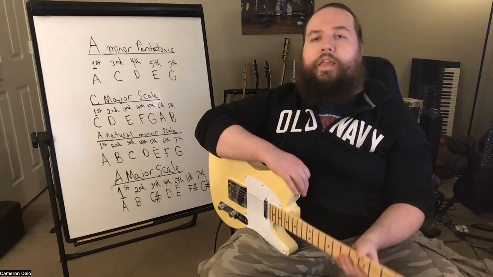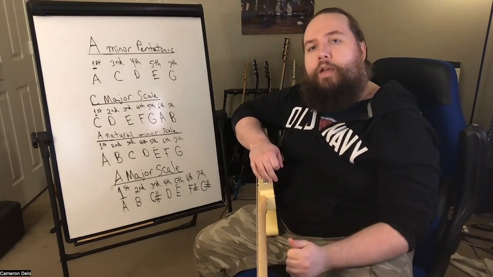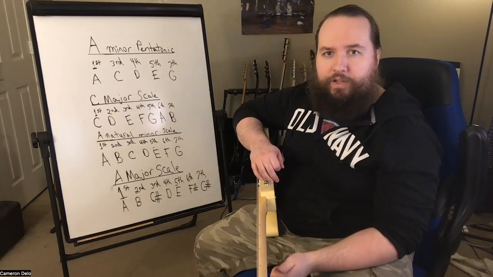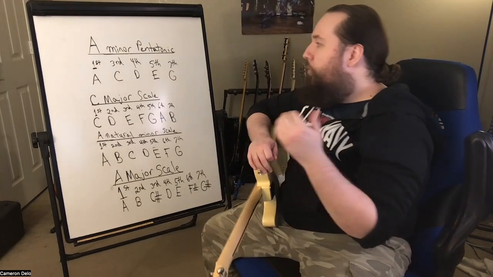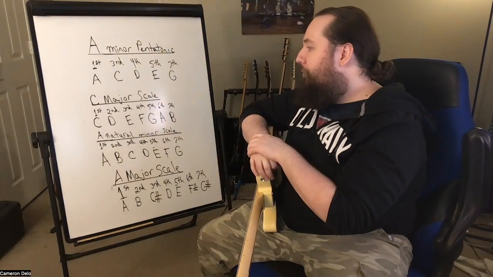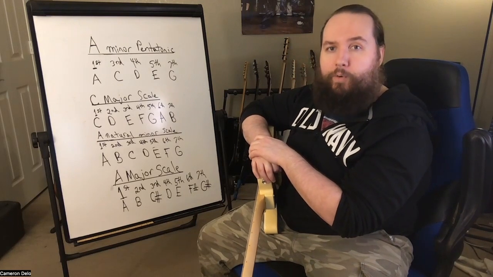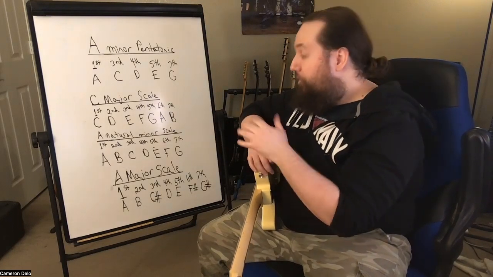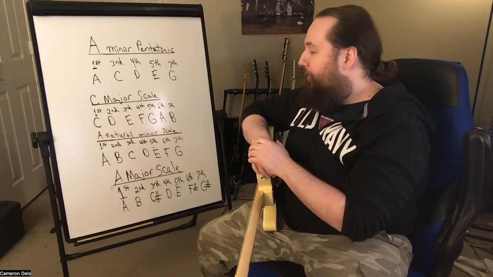So you could think of it as derived from the relative minor of a particular major scale. In this case, we'd look at C major with the relative minor being A. You just eliminate both the second and sixth notes of the natural minor scale to make the minor pentatonic.